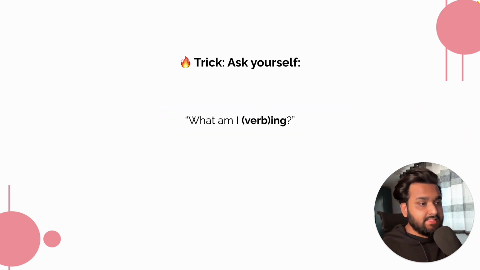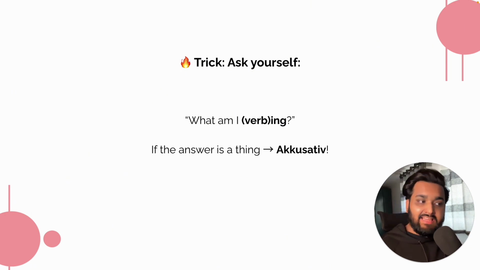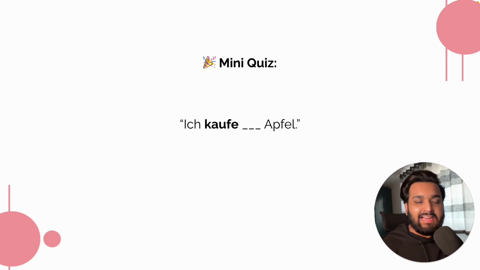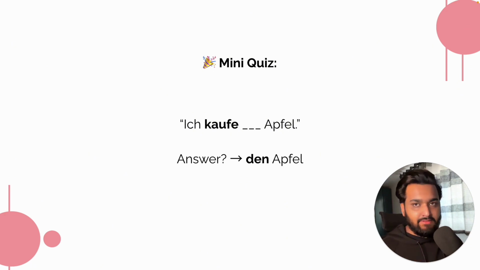Here is a trick. Ask yourself, what am I verbing? If the answer is a thing, then it's accusative. Now here's a mini quiz for you. Ich kaufe dash Apfel. Can you fill in the blank? Here's a hint: Apfel has the article der. And how do you transform der into the accusative form? You say den. In this case, you say ich kaufe den Apfel.